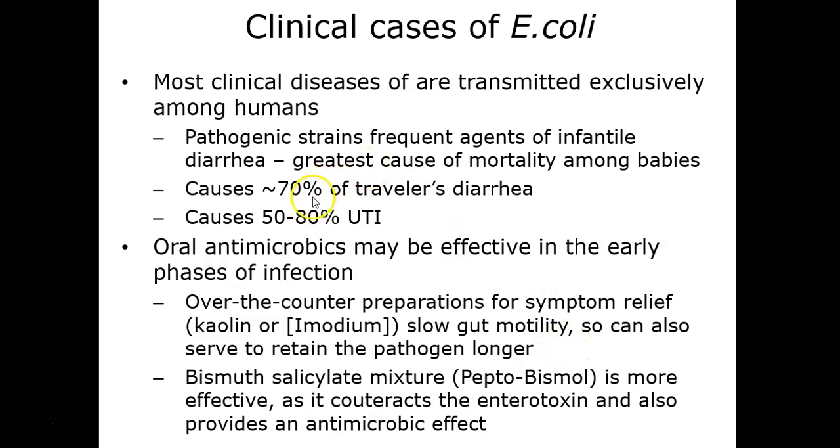So we mentioned that about 70% can cause the traveler's diarrhea, the bloody stool. 50 to 80% of UTIs are also caused by E. coli as well. And again, a lot of this has to deal with the physical anatomy between males and females. Again, the opening of the digestive tract and the opening of the urinary tract are relatively close together, allowing for fecal bacteria to often be pushed into other body cavities, allowing for these infections to grow up.